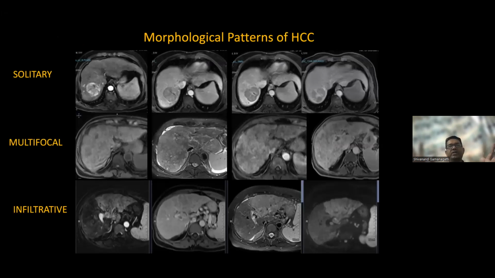Third one is the infiltrative. It tends to be very, very ill-defined. Infiltrative tumors have a propensity to invade into the portal vein, what we call a tumor in vein. So these are the three morphological patterns.